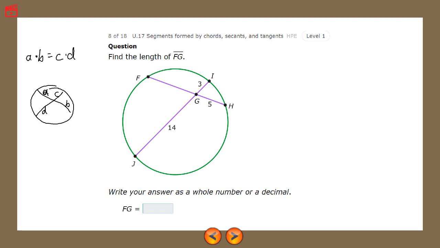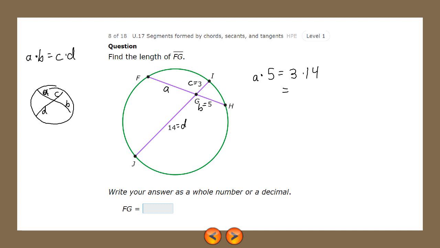When 2 lines are crossing inside the circle, the product of the segments of one line equals the product of the segments of the other line. So we can basically set that up here. We've got A here, 5 could be B, 3 could be C, 14 could be D. So we're setting this up as just A times 5 equals 3 times 14.